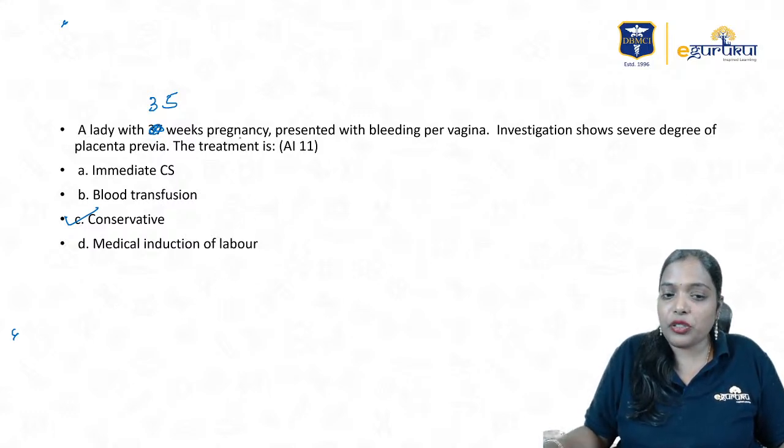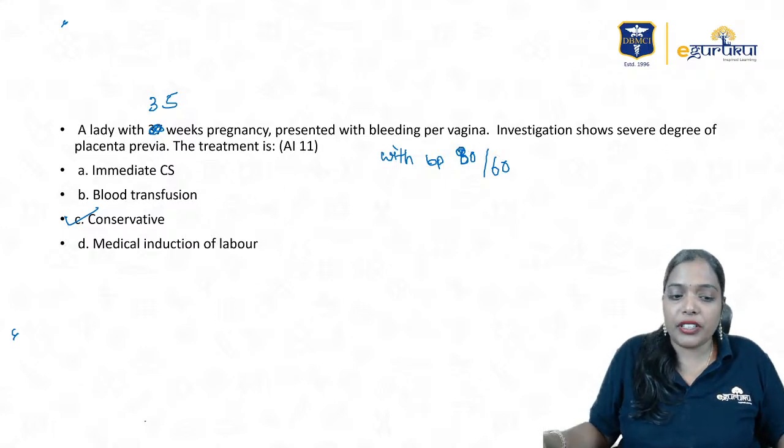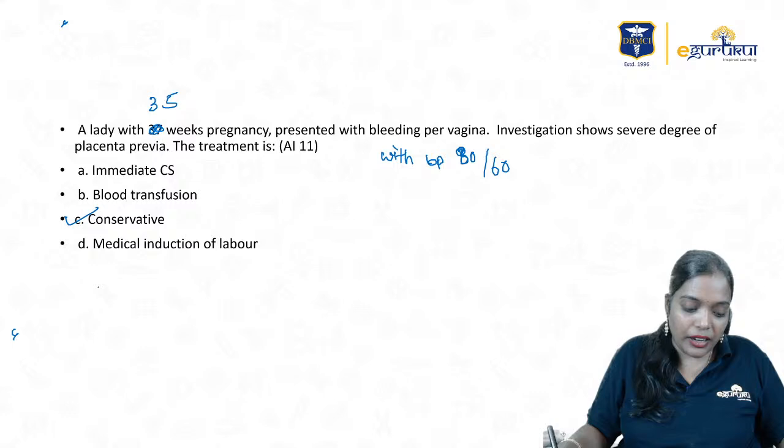A lady with 35 weeks of pregnancy presented with bleeding per vaginum with blood pressure of 80/60. Investigation shows severe degree of placenta previa. Now what will be your answer?